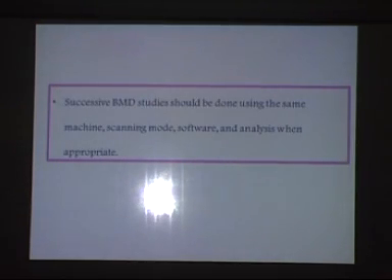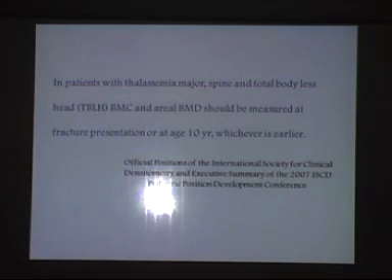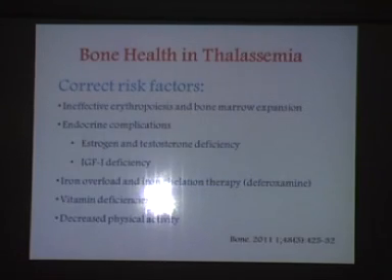Also, another important point is to use the same machine every time you do a DEXA scan. You don't use a Hologic machine one time and then for the other scan you use a Lunar machine, it will give different results. And children with thalassemia should be scanned starting from the age of 10 years, or if they fracture, or whichever is earlier.